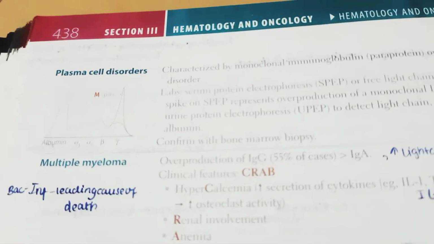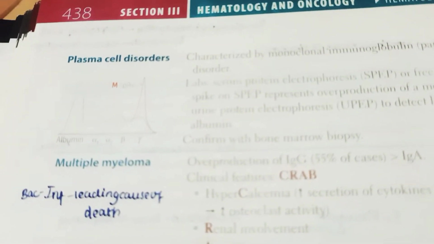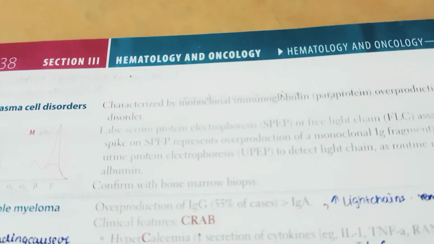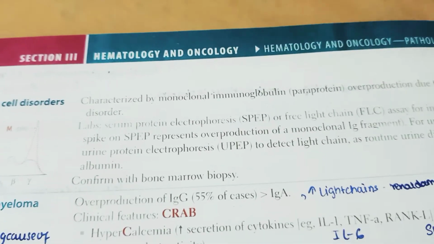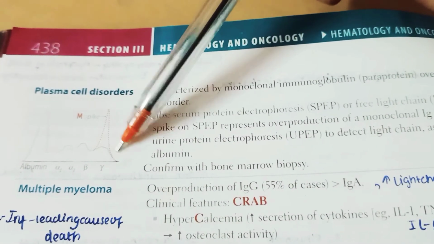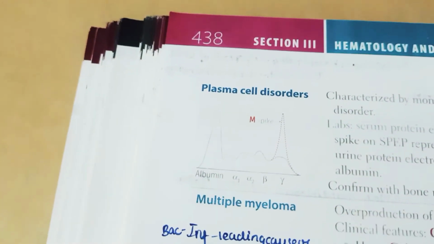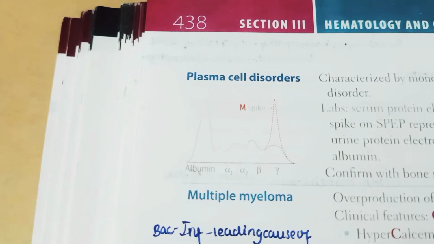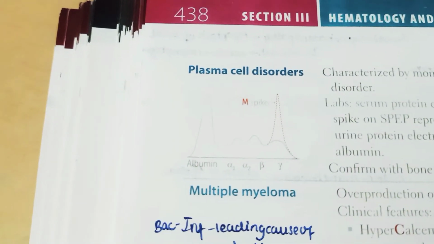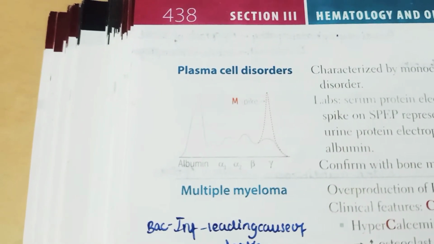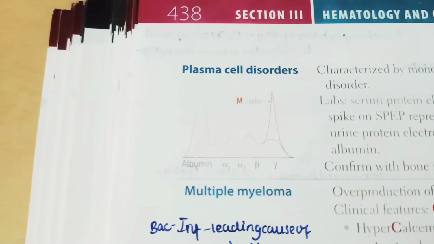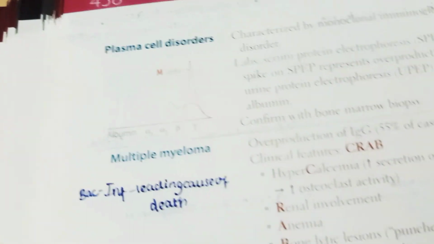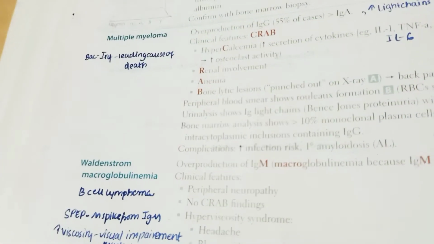Now coming to plasma cell disorders. Actually, here the monoclonal immunoglobulins are overproduced. In lab findings, you will see serum protein electrophoresis and free light chain assay. You will see the M spike. You can see here the M spike in SPEP represents overproduction of monoclonal Ig, that is monoclonal immunoglobulin. For urine analysis, 24-hour urine protein electrophoresis detects light chains. Dipstick can only detect albumin, so it can't detect them. You can confirm with bone marrow biopsy. Next, coming to multiple myeloma.